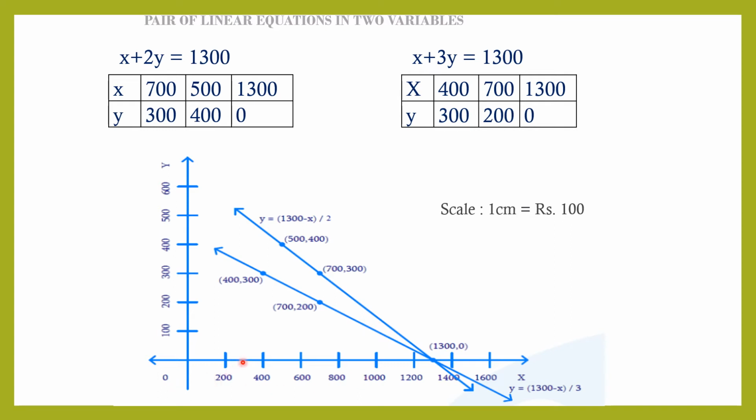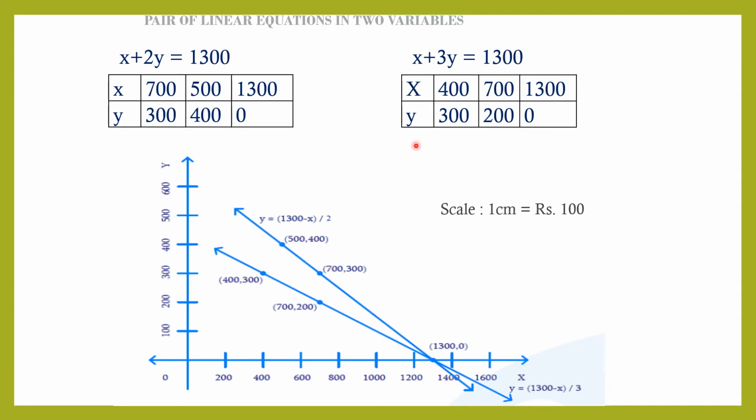Now the first point is 700, 300. So 700 and 300 means x is 700 and y is 300. Second one is 500, 400. X value 500, y value 400. This is the second point. Next, the third one: x 1300, y 0. So draw the first line. This is the first line: x plus 2y equals 1300.